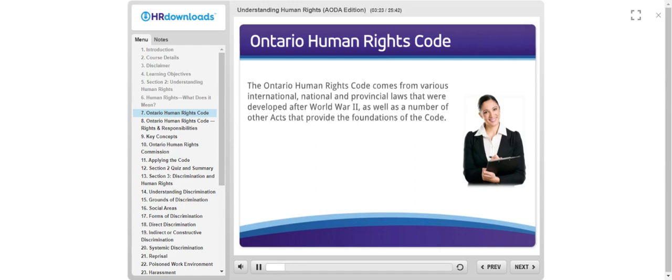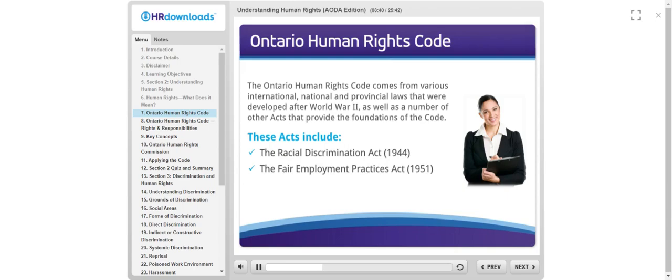The Ontario Human Rights Code comes from various international, national, and provincial laws that were developed after World War II, as well as a number of other acts that provide the foundations of the Code. These acts include the Racial Discrimination Act, 1944, the Fair Employment Practices Act, 1951, and the Fair Accommodation Practices Act, 1954. In 1962, these acts were merged to create the Ontario Human Rights Code and are commonly referred to as the Foundations of the Code.